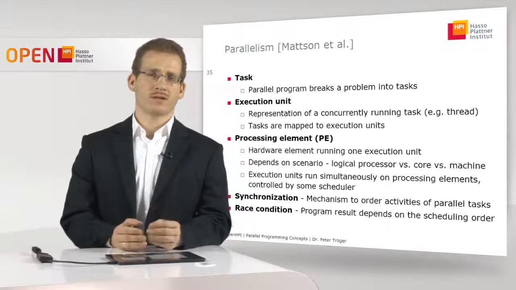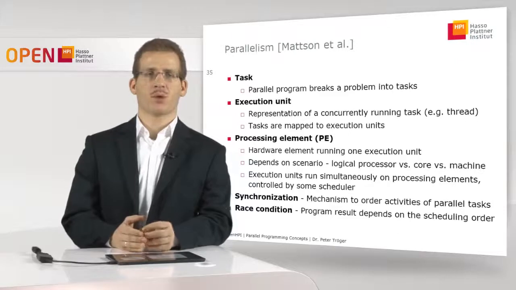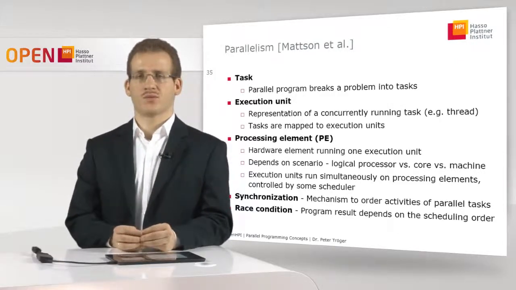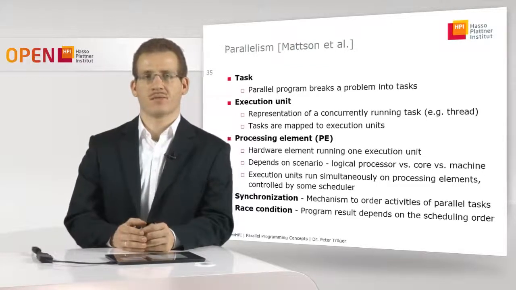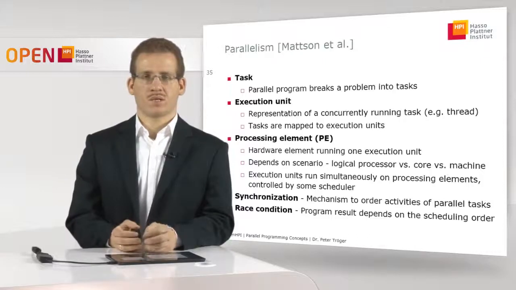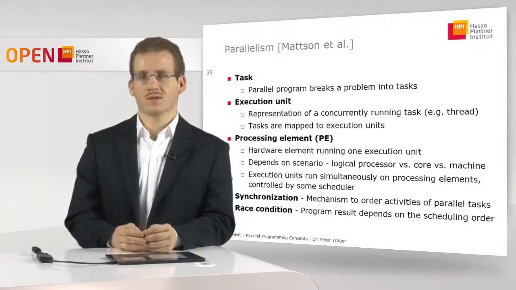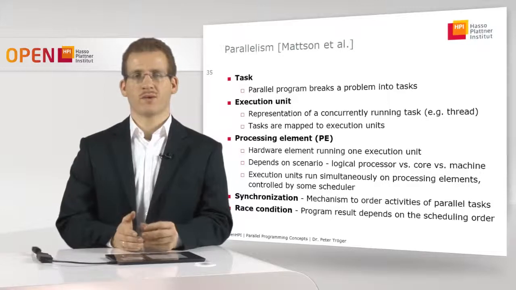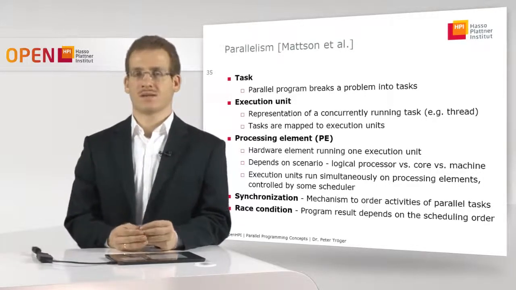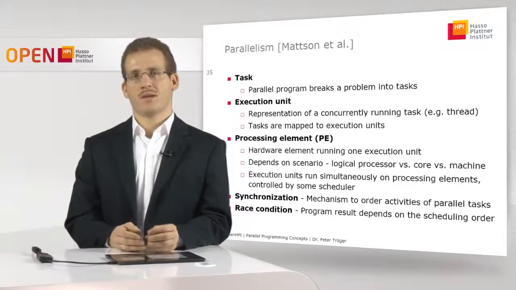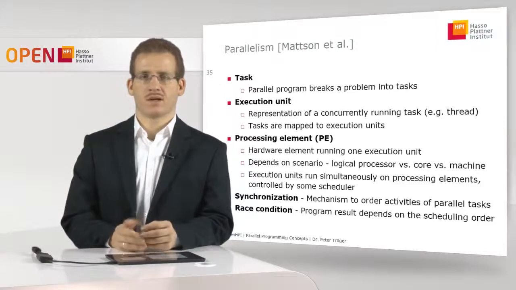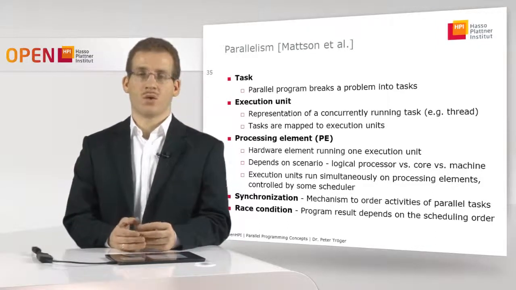The third thing that is introduced in this terminology model is a processing element. And a processing element is a piece of hardware that is able to run one execution unit at a time. The most prominent example today for processing elements are cores inside a processor. So multiple cores give you multiple processing elements that can run multiple execution units at the same time. But you could also map processing elements to the concept of logical processors like we can find in Intel hyperthreading, or even to whole machines.